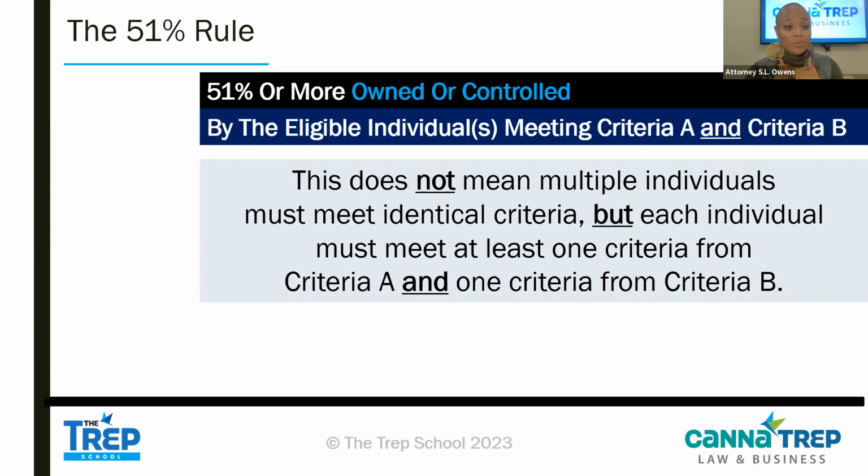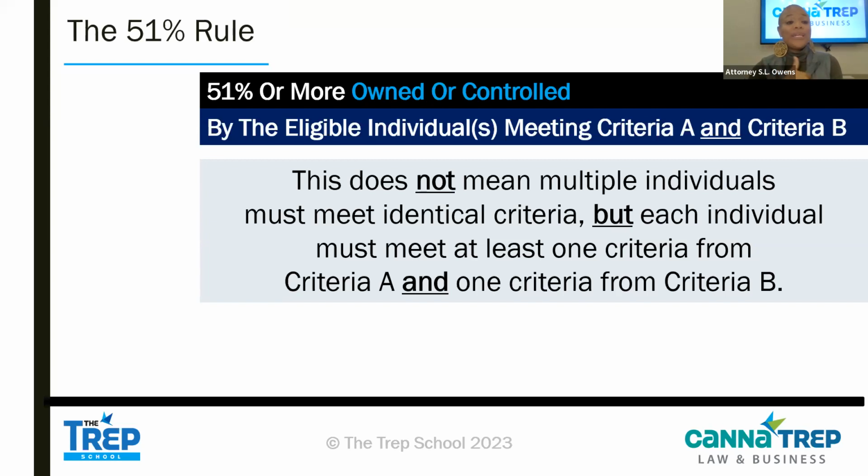And if I was eligible under A and B, I would need to own 51% of the company if Tricia was not eligible under A and B. Let's say I was the eligible one. That means I need to own or control 51% of the company, and Tricia could get 49% because she does not meet A and B.